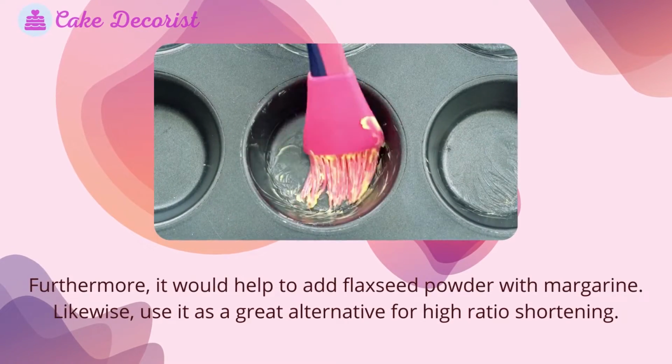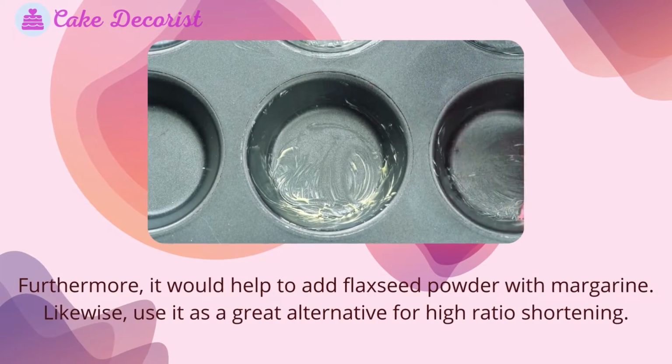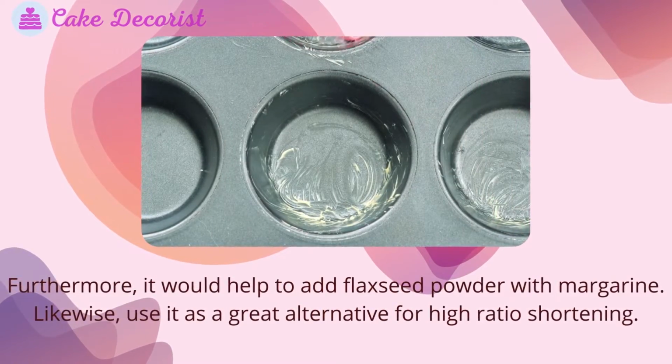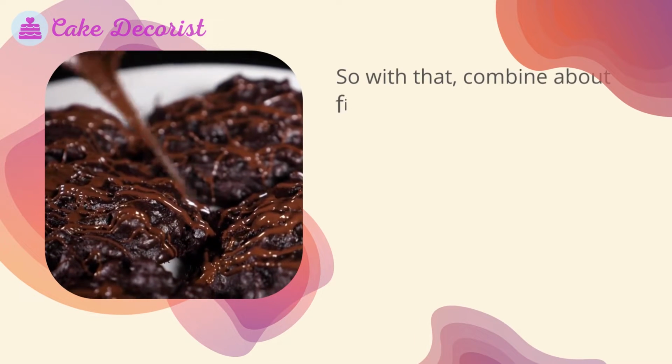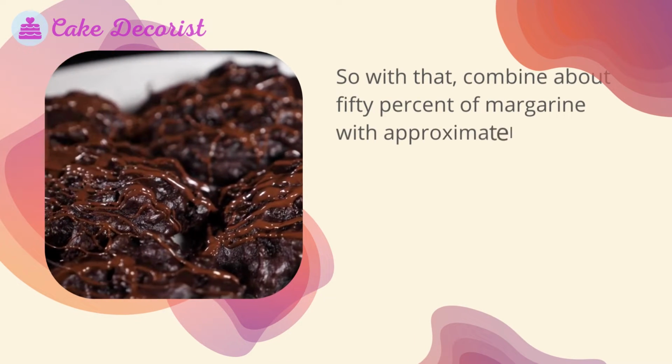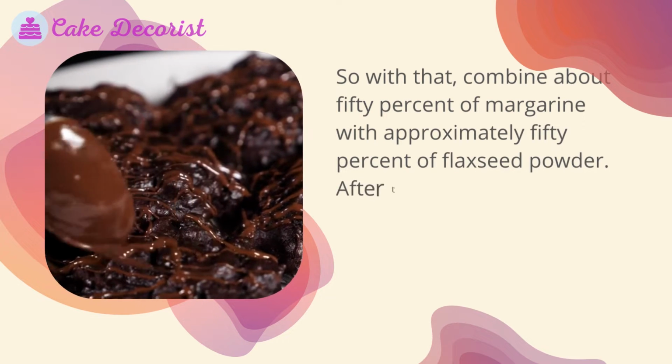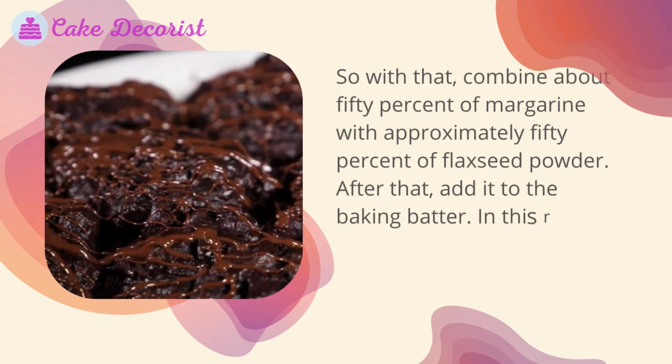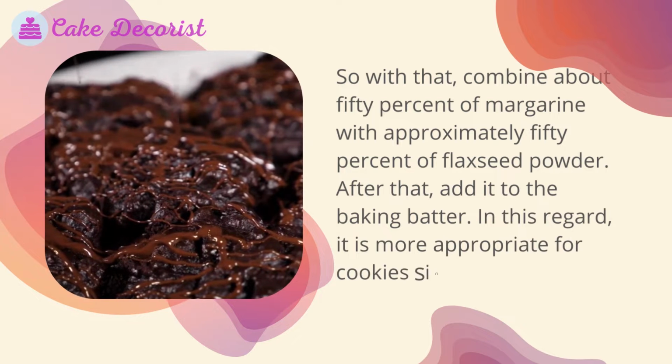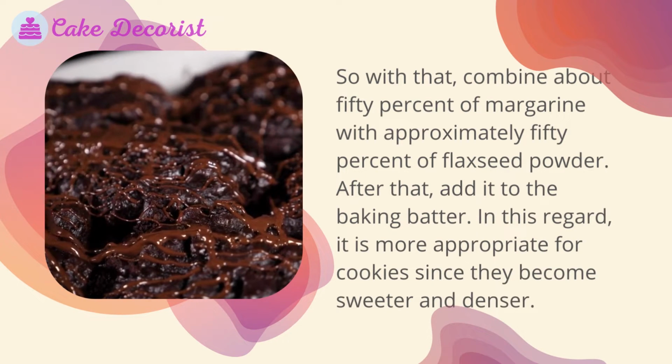Furthermore, it would help to add flaxseed powder with margarine. Likewise, use it as a great alternative for high-ratio shortening. So with that, combine about 50% of margarine with approximately 50% of flaxseed powder. After that, add it to the baking batter. In this regard, it is more appropriate for cookies since they become sweeter and denser.